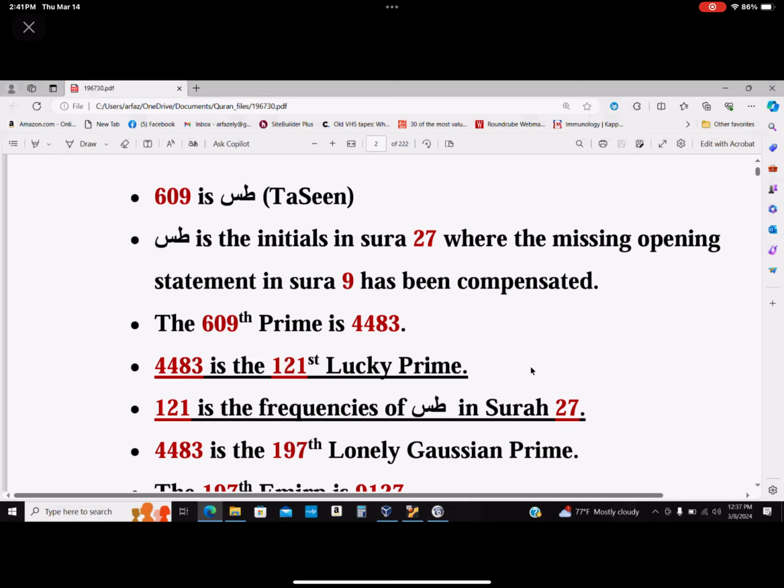The 609th prime is 4483. If you look at the numbers, 4 plus 4 is 8, plus 8 is 16, plus 3 is 19. So immediately we understand that this happens to be also an additive prime, and we'll see it later. 4483 is the 121st lucky prime. Guess what? 121 is the frequency of TaSeen in Surah 27.